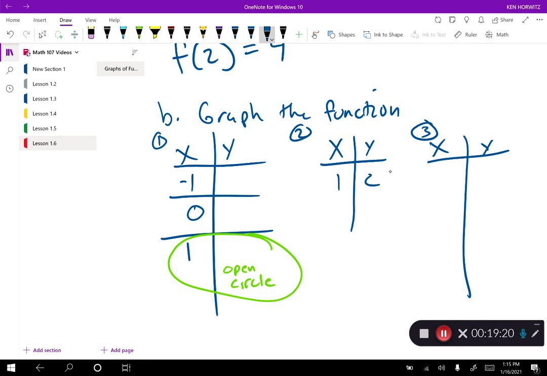Now, the next table is pretty easy. There's only one point it could be, (1, 2). The last table is for x greater than 1. So I have 1, 2, 3. Now, for that third rule, this particular value, like I said, is not equal to, it's infinitely close. So just like before, open circle.